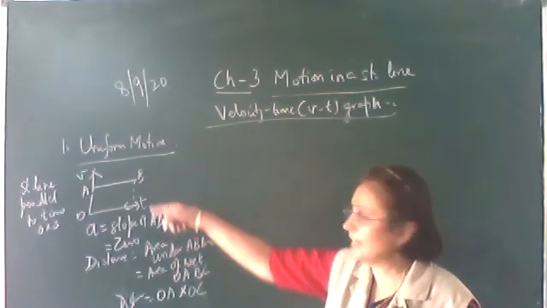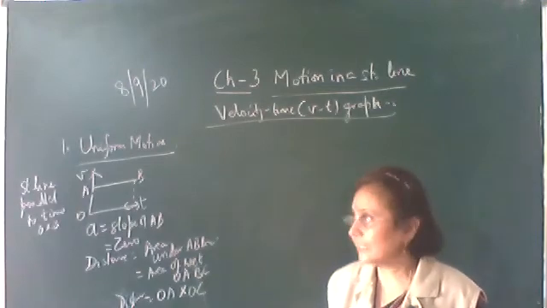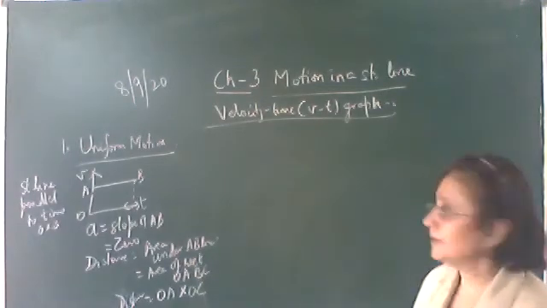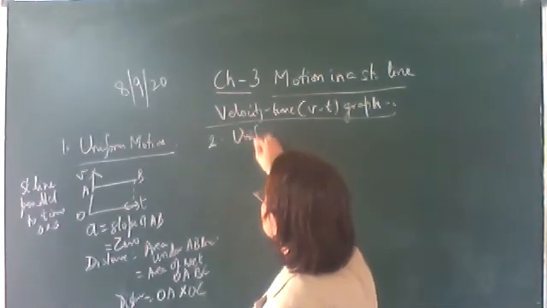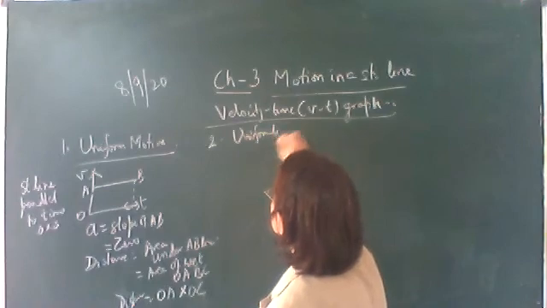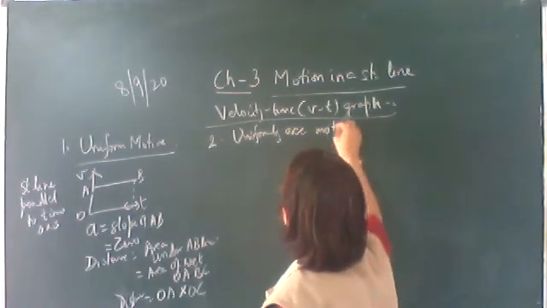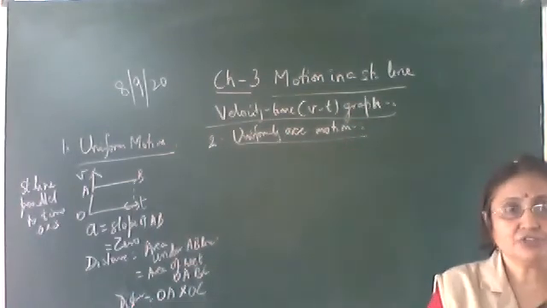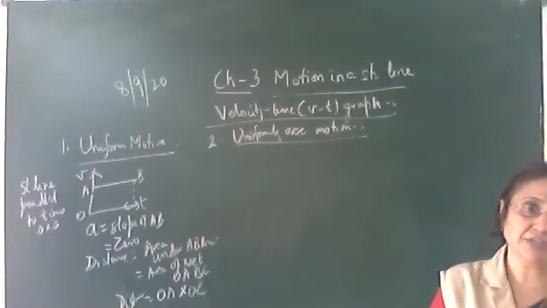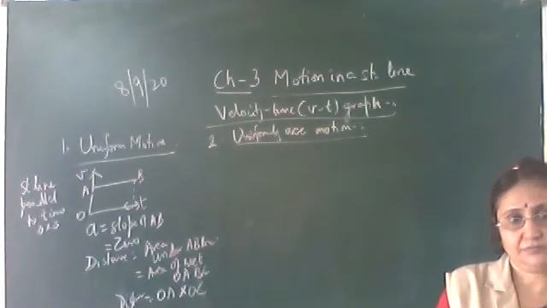And we see that the figure becomes a rectangle. So it is the area of the rectangle. Second, for uniformly accelerated motion. Uniformly accelerated motion is the one in which the change in velocity is equal in equal intervals of time. That is, the acceleration is positive and constant.